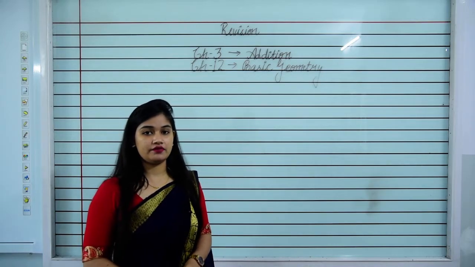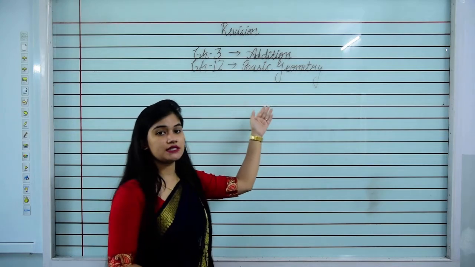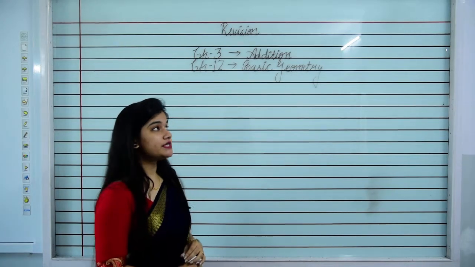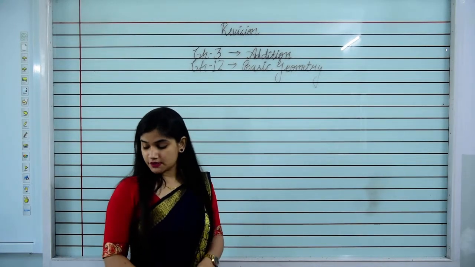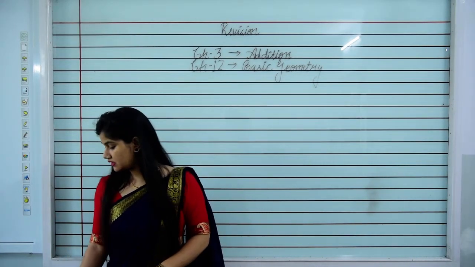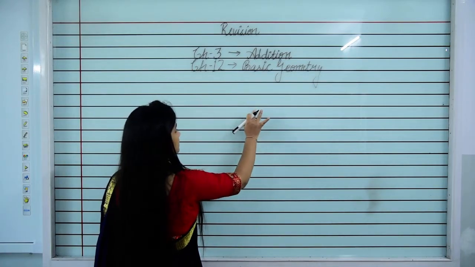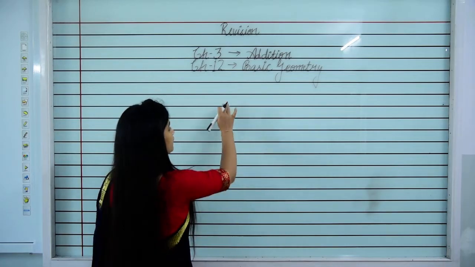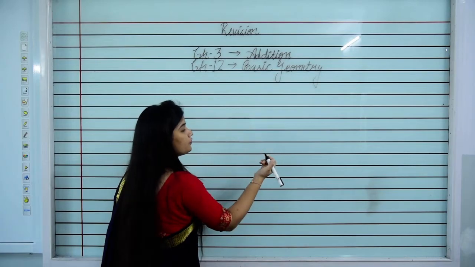Students, today we are having revision of chapter 3 addition and chapter 12 basic geometry. So students, first we are discussing chapter 3, that is addition. Please open page number 23 in your book. On page number 23, first I am telling you about addition and the result of addition.